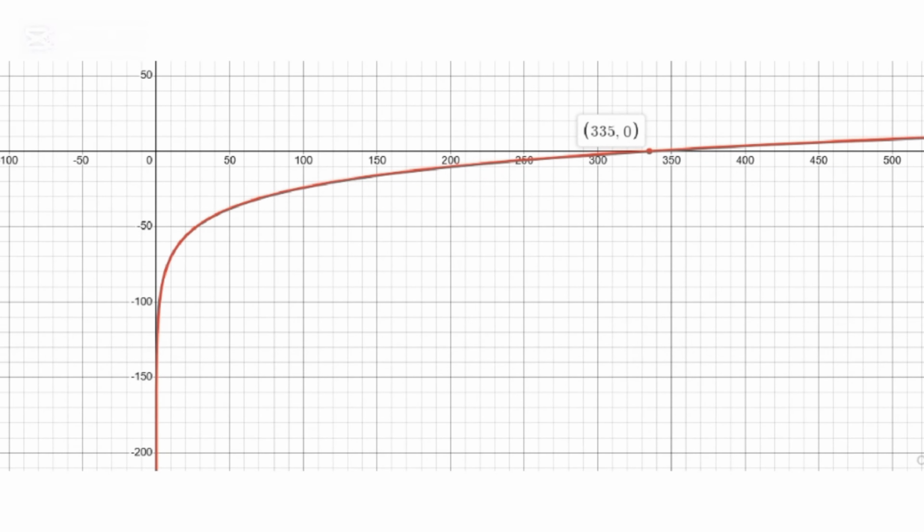For more visualization, here's the graph. As you can see, the graph of the inverse function is also increasing. And there you have it. That is the exponential growth function.